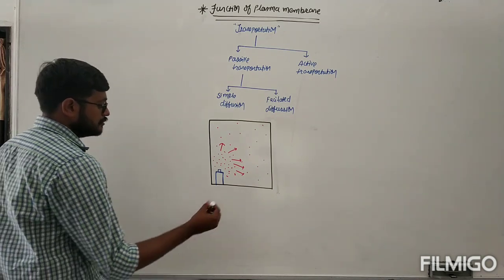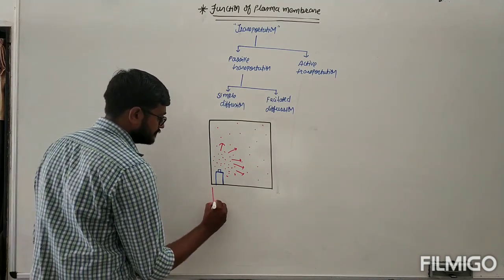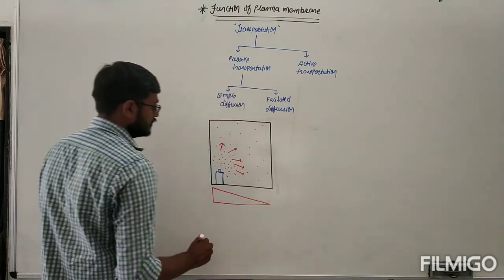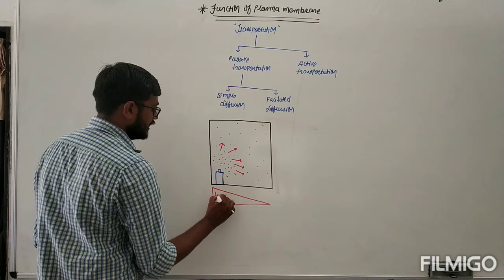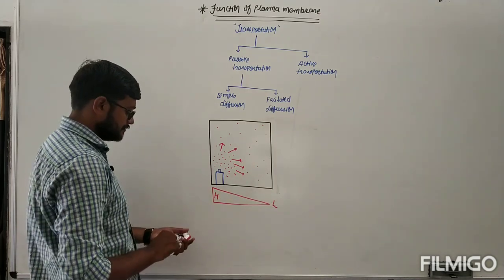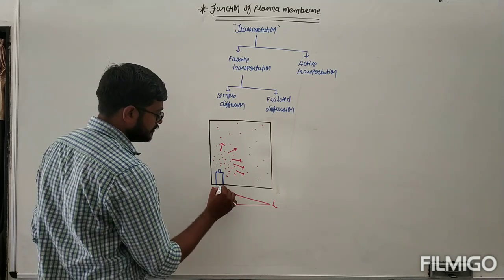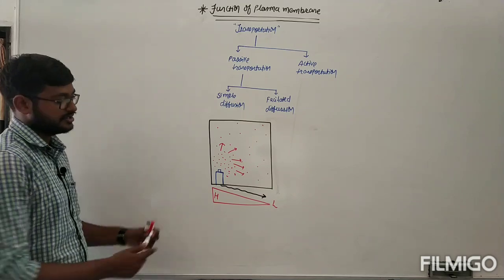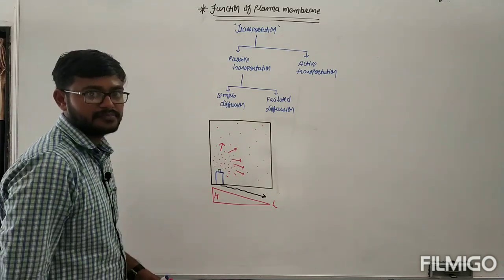So when I draw the slope of the smelly substance, you can see the slope is in this condition. Here the concentration is high and here the concentration is low. So what happens over here? The movement of a substance is from high concentration to low concentration, from high to low.